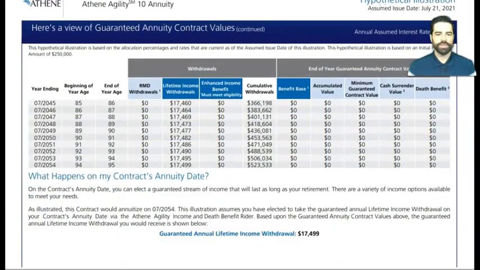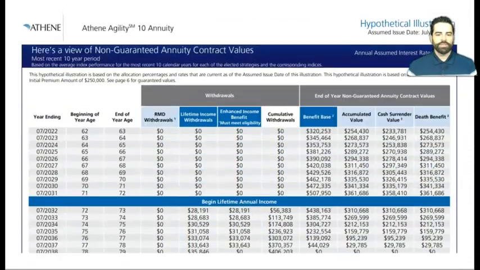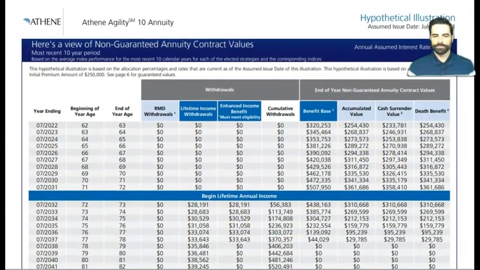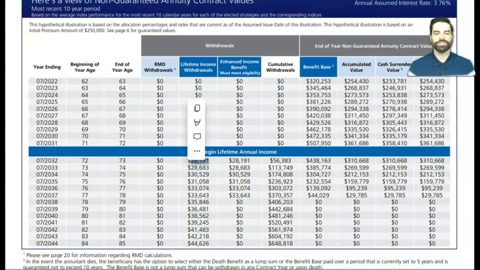Now we go to the next page. There's guaranteed still. So we go 2 pages. Here is the non-guaranteed. This is what is projected to do based on the 10-year average. Okay, so notice benefit base has gone up a little bit because the growth has gone up. Notice that my income has gone from 17,000 to 28,000. So this is where you can show them and say, look, if the market performs on average like it has over the last 10 years, instead of getting 17,000, you'll get $28,000 every year for as long as you live. Okay, and then the income starts.